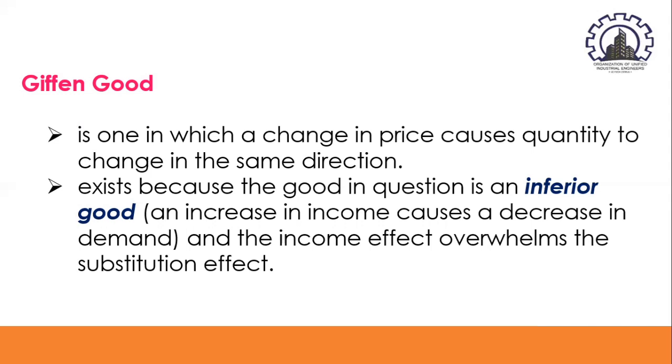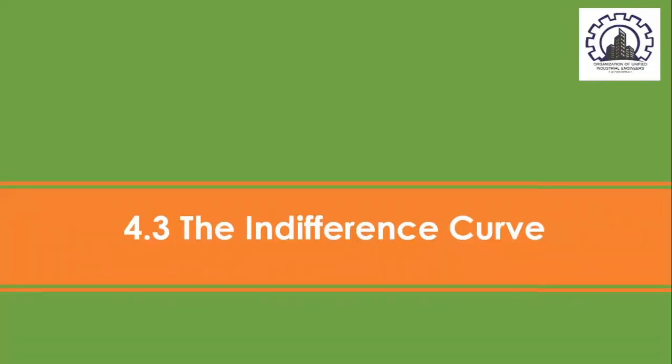So a Giffen good exists because the good in question is an inferior good, where an increase in income causes a decrease in demand, right? As you can recall in our previous topic. And the income effect overwhelms the substitution effect. So Giffen goods are extremely rare and generally only surface if buyers spend a substantial portion of their income on an inferior good. And finally, the last key area of our lesson, that would be the indifference curve.